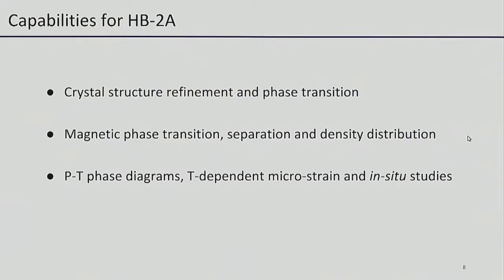Some capabilities of this beamline are very accurate crystal structure refinement and phase transitions. They also do magnetic phase transition and magnetic phase separation, and also density distributions. They can do different temperatures at different pressures, generate phase diagrams, and temperature-dependent microstrain. They can get the stress strain, and also in situ studies.